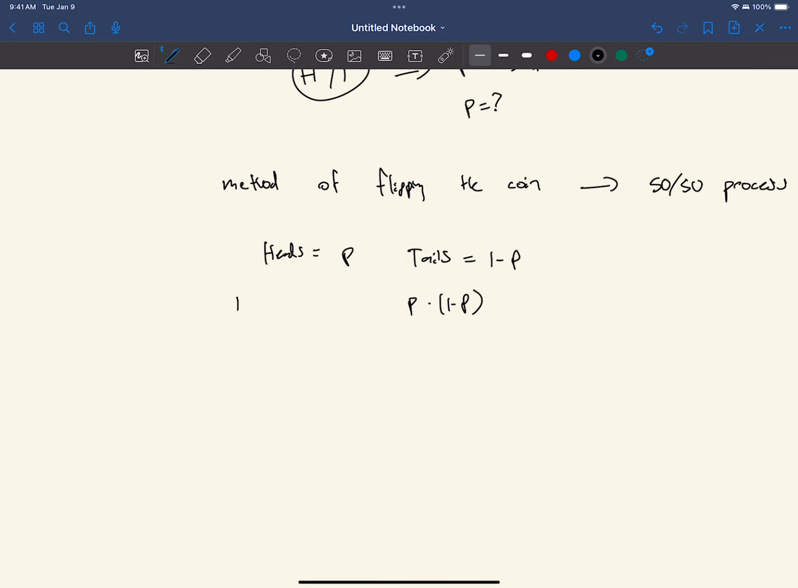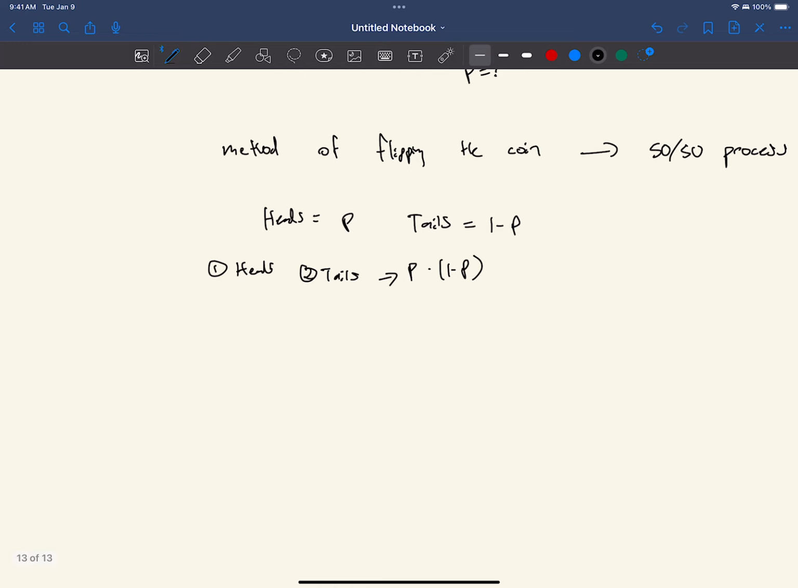What if we get heads and then tails, right? First heads and second tails. The probability of this is getting P in the first case, and then 1 minus P for tails in the second case, and we just multiply the two. And then we can switch this around and get tails first and then heads. It doesn't really matter the order we do them in, the probability will still be the same. First, the probability of getting tails is 1 minus P, and the probability of getting heads second is P. And these are the same, right? These two things are the same.